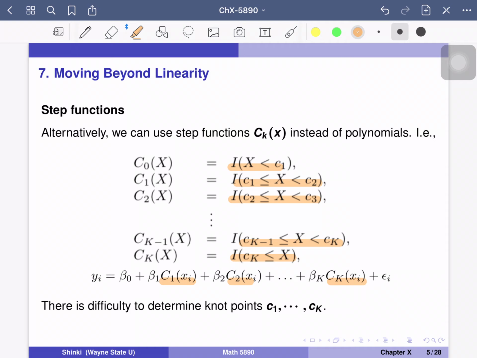Once you define these step functions c0 to ck, it's not difficult to estimate beta naught, beta 1 up to beta k, because this is an entirely linear model with respect to beta naught to beta k. But one difficulty is how to determine these knot points c1 to ck. These numbers c1 to ck cannot be determined easily by least squares methods. Least squares is a quadratic function of beta naught to beta k, but a more complicated function of c1 to ck.